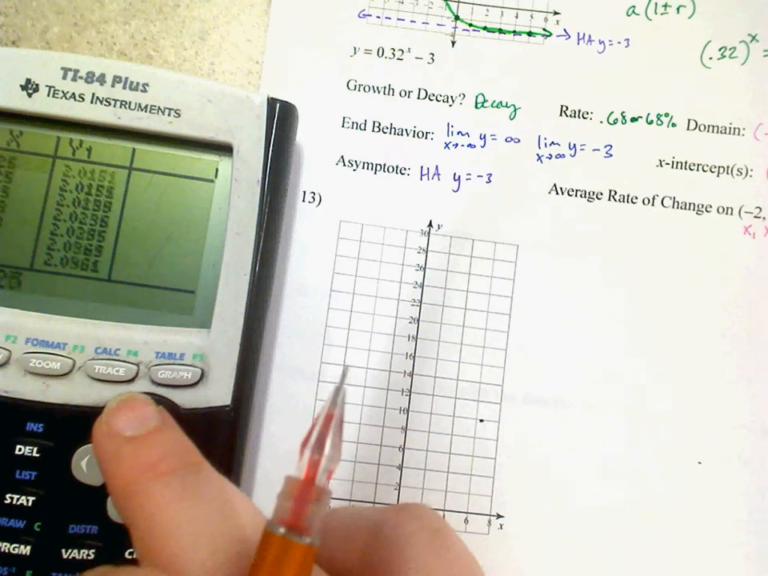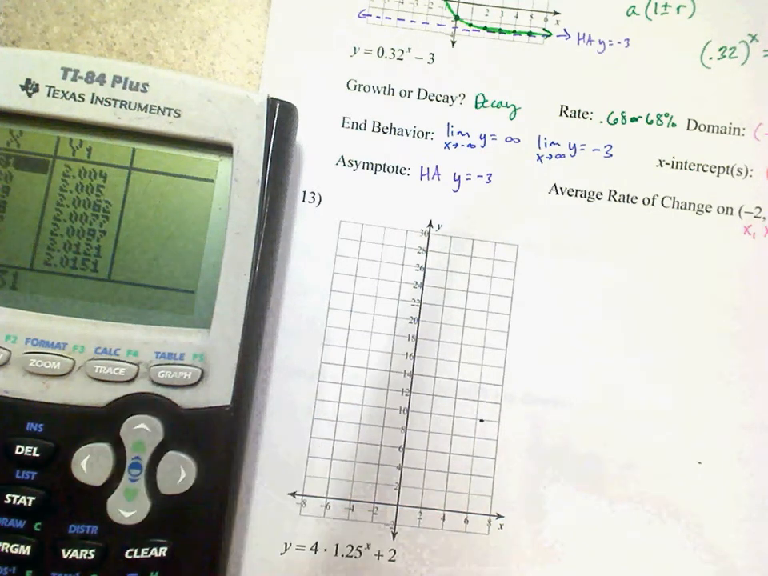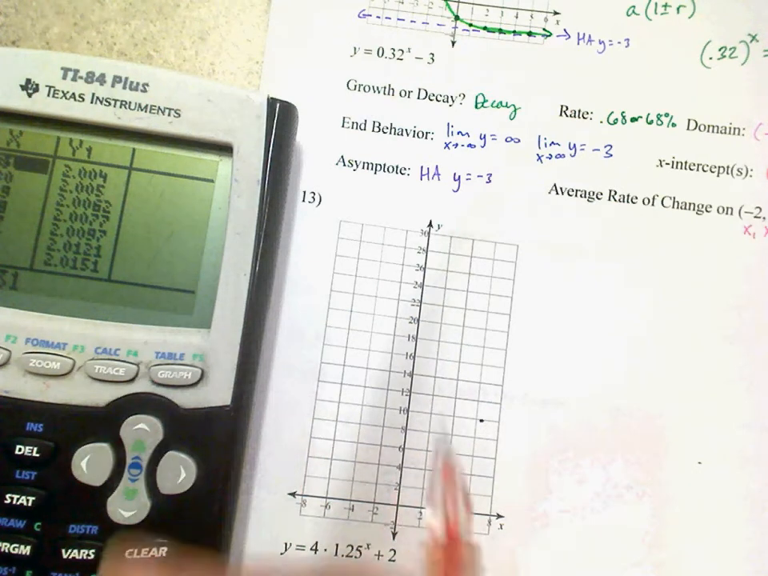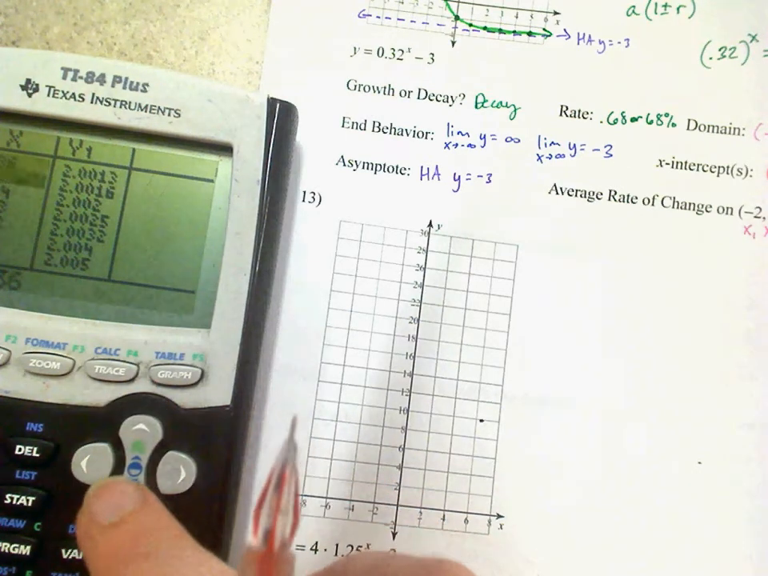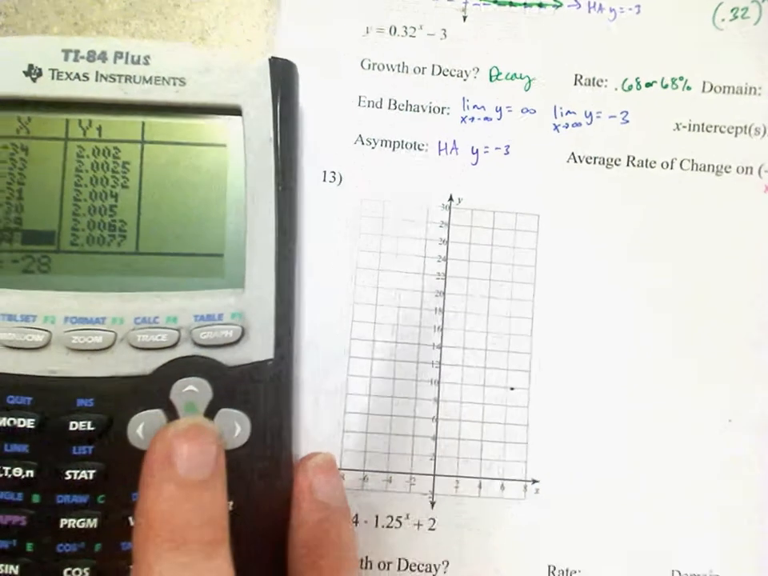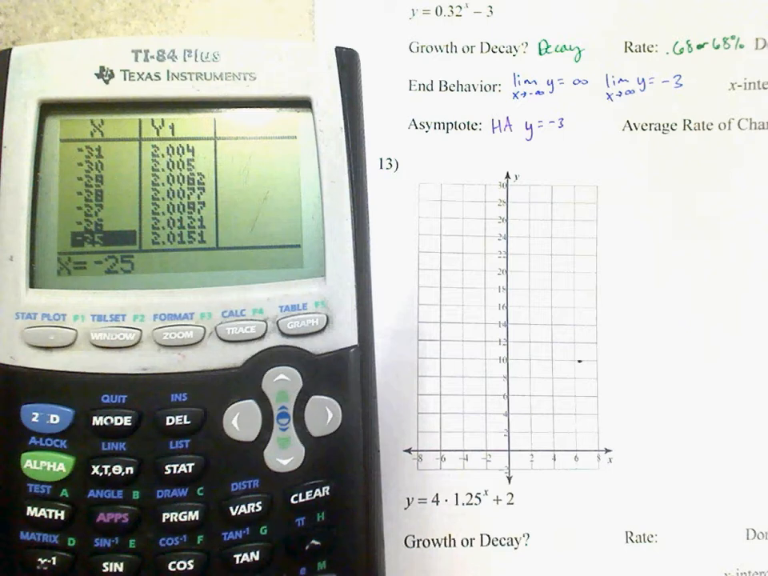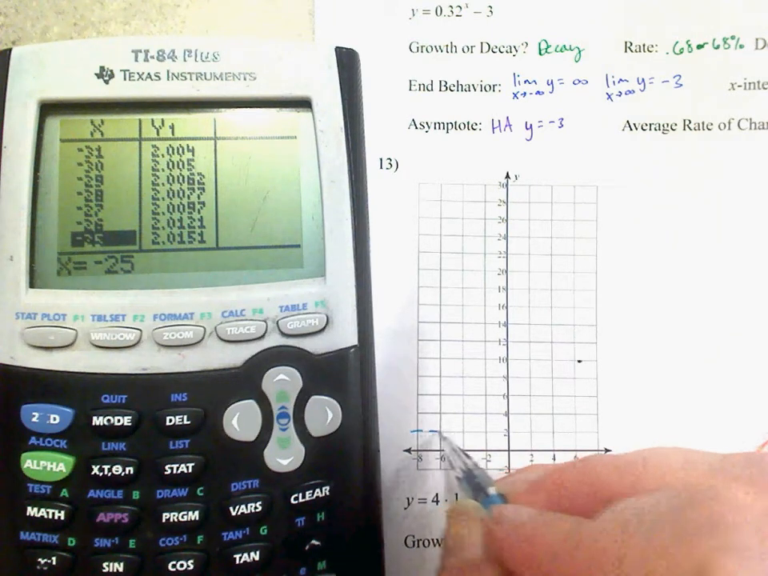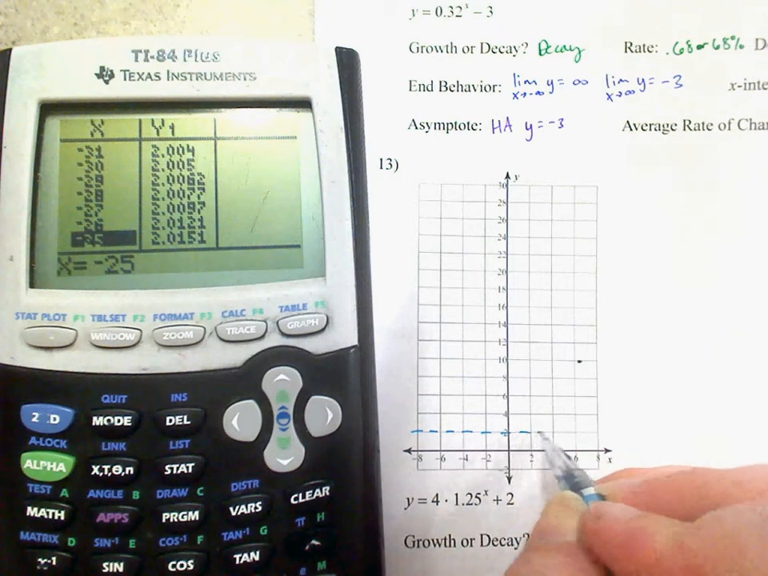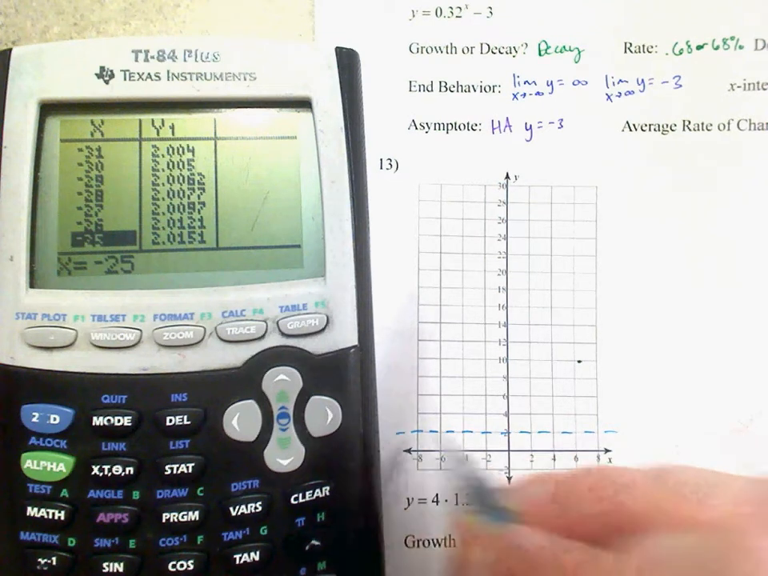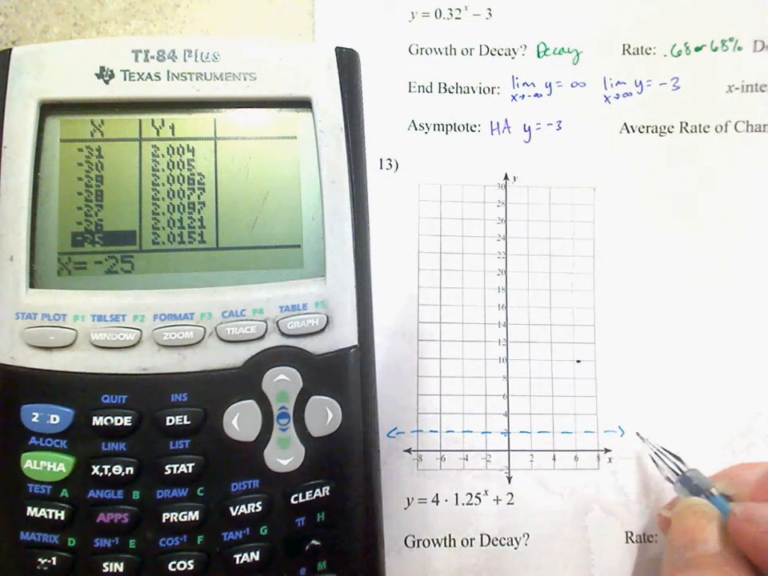When you think about what this is approaching, the horizontal asymptote, it looks like going to the left, it's getting closer and closer to 2. So I think it's safe to say that the horizontal asymptote is going to be at 2. So I'm going to go ahead and actually draw that. The horizontal asymptote at y equals 2.